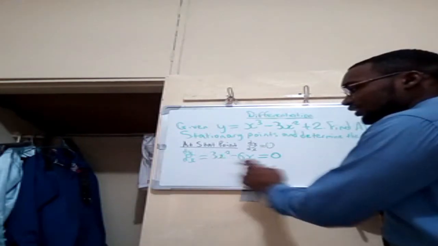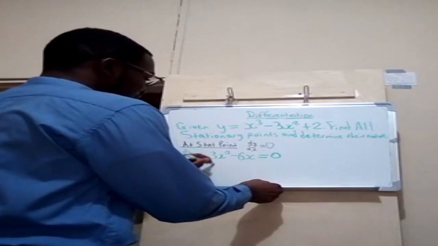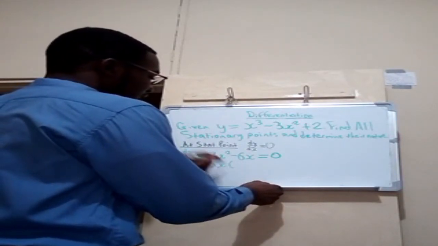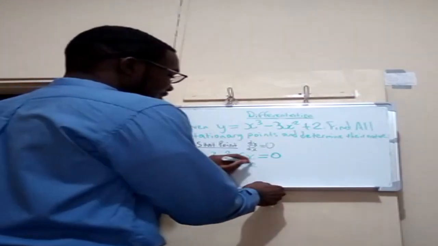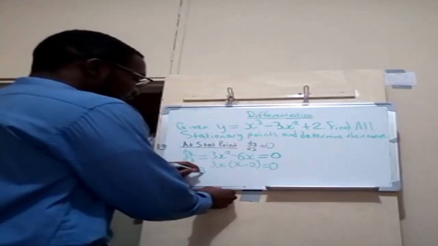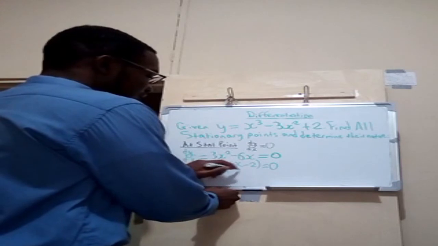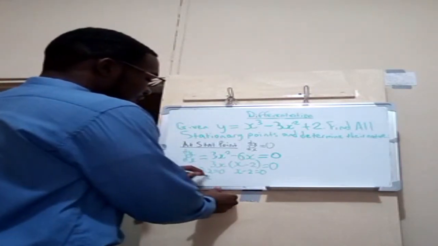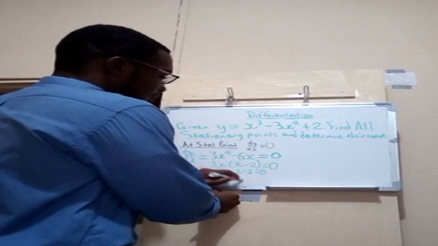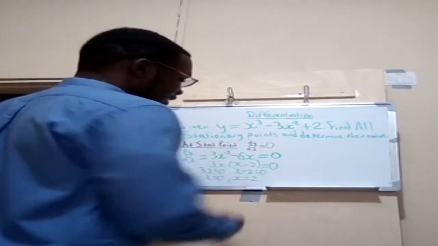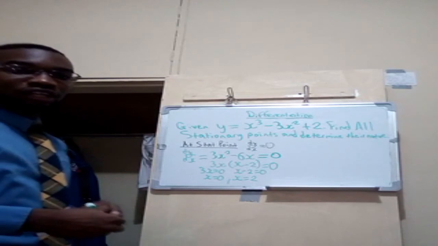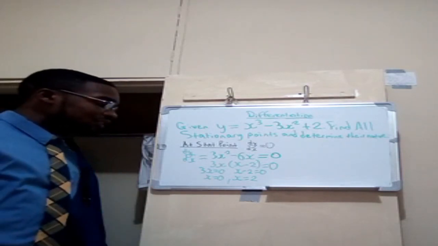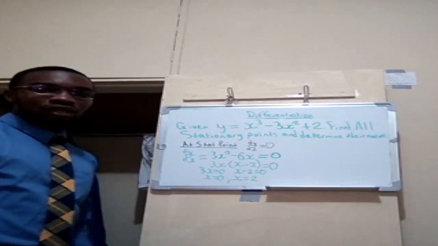Now solving this equals 0, I can factorize 3x to get 3x times (x minus 2) equals 0. So I'm pretty much solving 3x equals 0 and x minus 2 equals 0. So I'm getting x equals 0 or x equals 2. Alright, so there are two stationary points, x equals 0 and x equals 2.